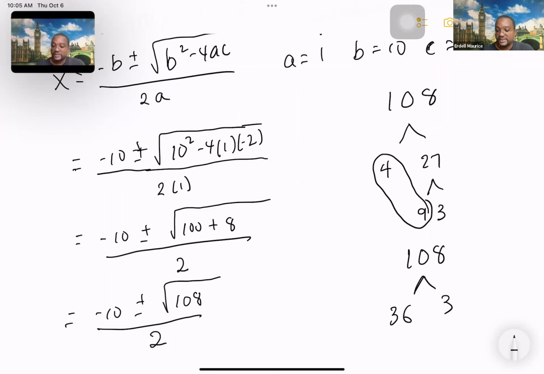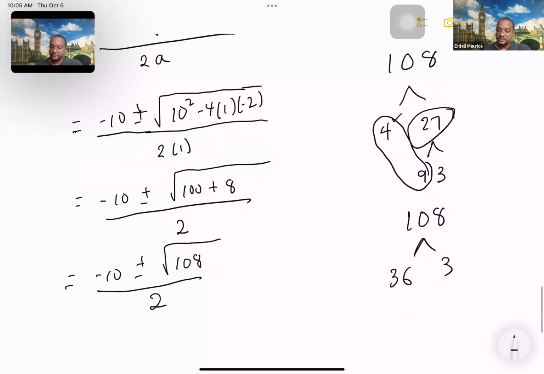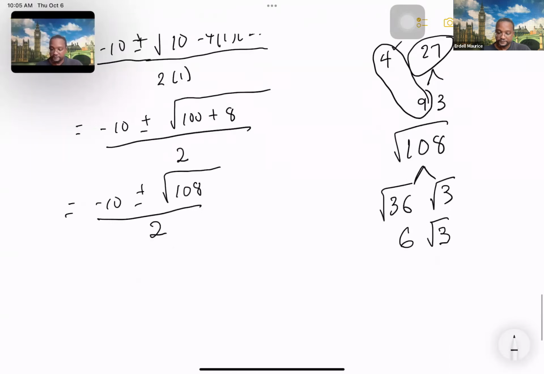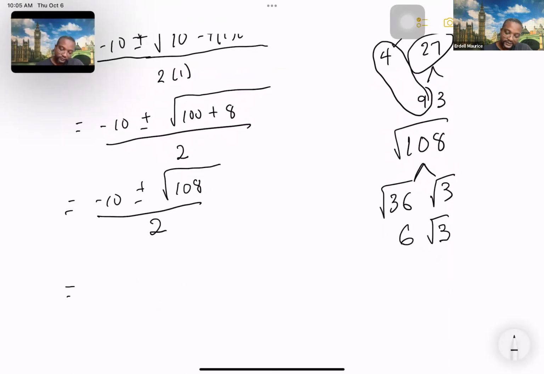All right, so what happens when I split it out? See, the number 4 is the perfect square. 27 still had a perfect square in there. And so I had to break it out. The square root of 108 is therefore the square root of 36 times the square root of 3, which is 6 root 3. That's going to be -10 plus or minus 6 root 3 over 2.